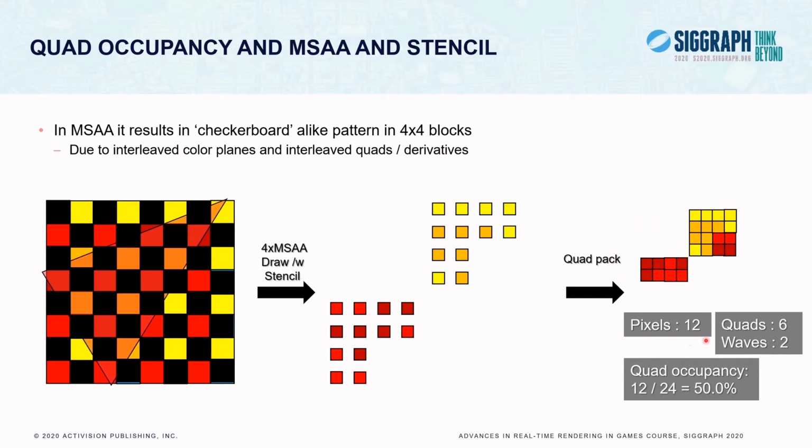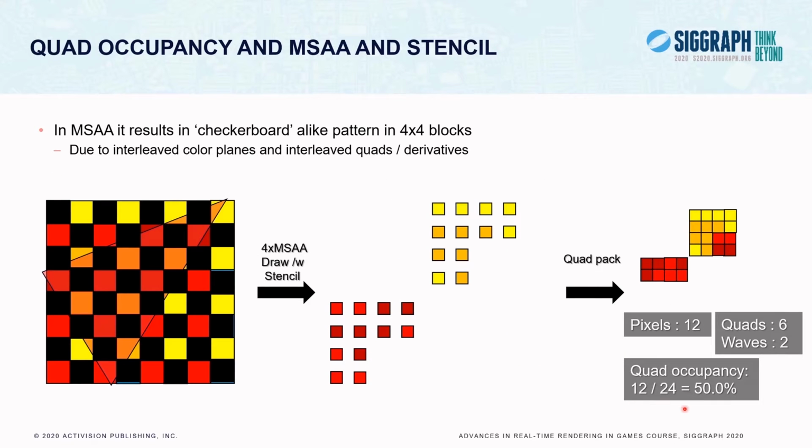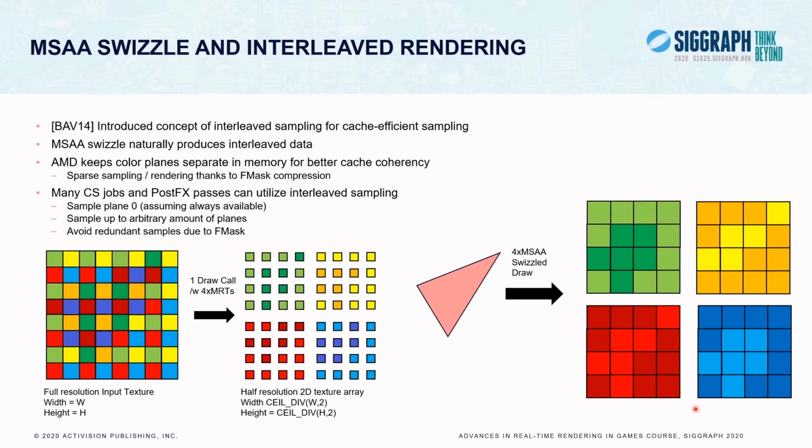So in this case, we still have 12 pixels, but that gets packed to 6 quads and a quad occupancy of 50%. Comparing with the previous setup, where we had a quad occupancy of 37%, we had a significant loss due to stenciling. Whereas here, stenciling actually didn't change our quad occupancy at all. So with MSAA, we managed to kill all samples that we needed killed, while keeping quad occupancy mostly unchanged. And triangle interior, as long as it's contained within those 4x4 pixel blocks, can still be rendered at full quad occupancy.